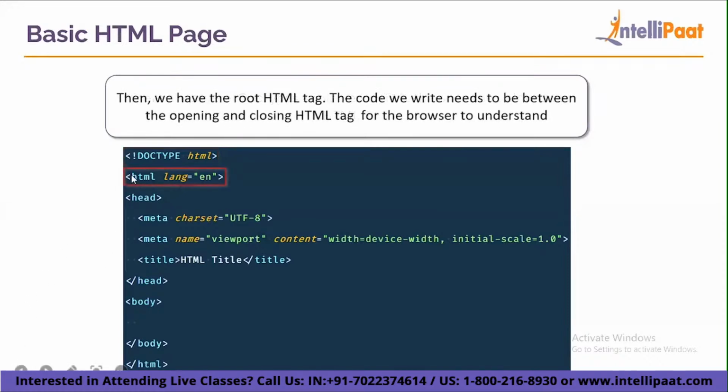And our next tag is the root HTML tag. The code we write needs to be between the opening and closing HTML tag for the browser to understand. This lang equals en is nothing but an attribute. So we know tags and attributes are the fundamental building blocks of HTML. Now you have got to know about tags. What is an attribute? Attributes are nothing but additional information which we provide for our HTML element.